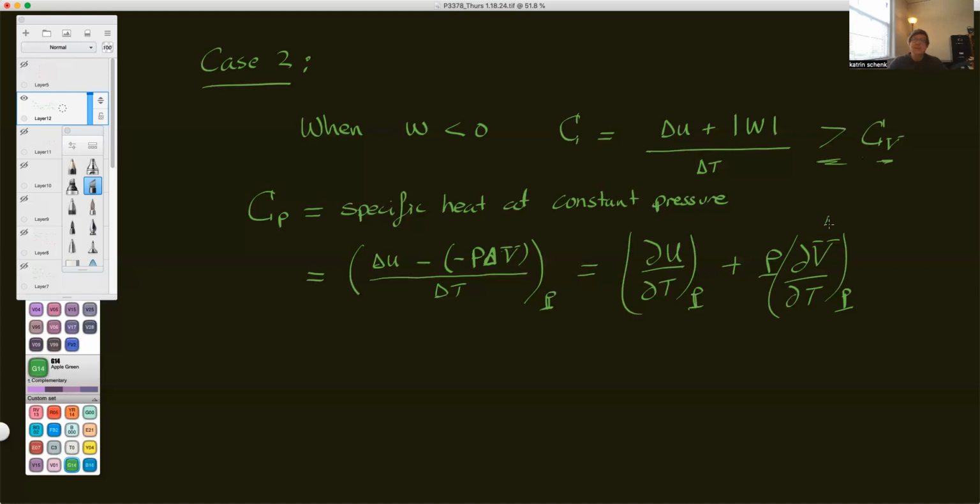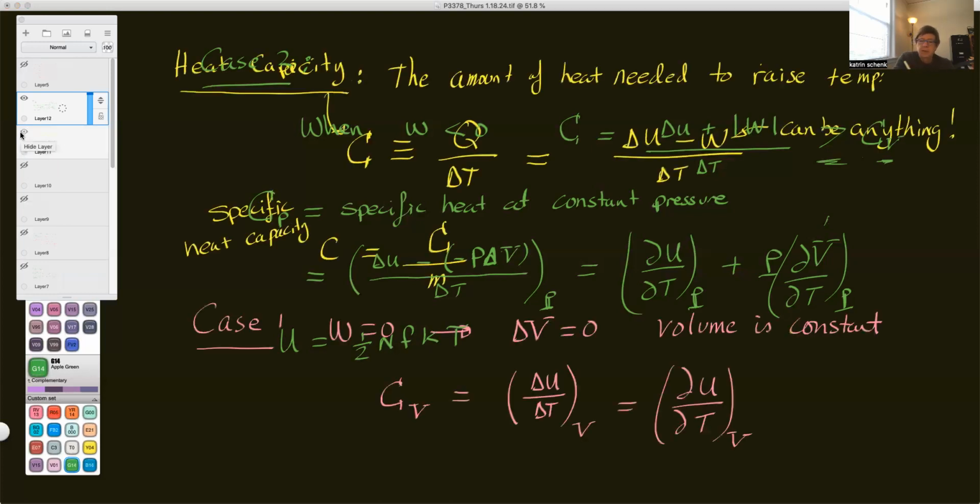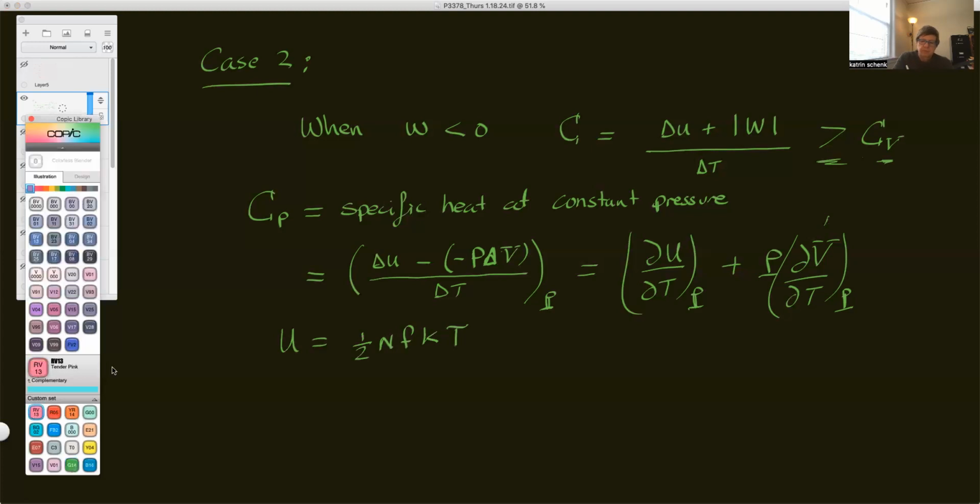So if we wanted to predict what the specific heat was for things that follow the equipartition theorem, that means we're only considering the quadratic forms of energy, for a gas, let's say, like an ideal gas. Then we know what U is. We know that U is equal to 1/2 N times the number of degrees of freedom times k times T, right? Let me go back to my other color. Let me see, what color did I use? Pink, yeah. Okay, so now let me go to pink. We're going to do CV now.